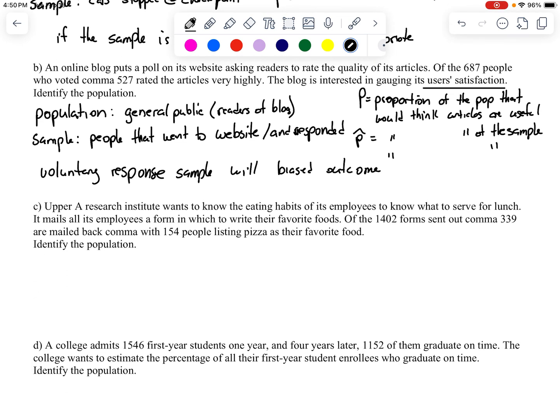All right. A research institute wants to know the eating habits of employees to know what to serve for lunch. It mails out to all of its employees a form on which to write down their favorite foods. Of the 1402 forms sent out, 339 are mailed back, with 154 listing pizza as their favorite food. Again, we're going to go through these things. Identify the population. In this case, it's all employees at the research institute.